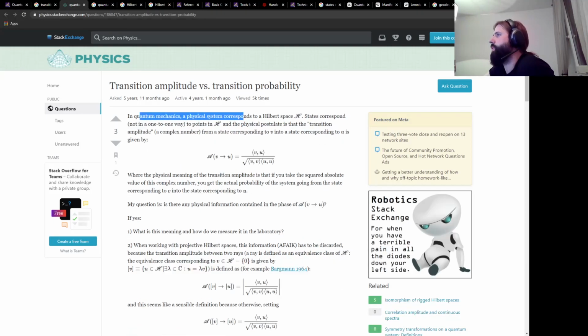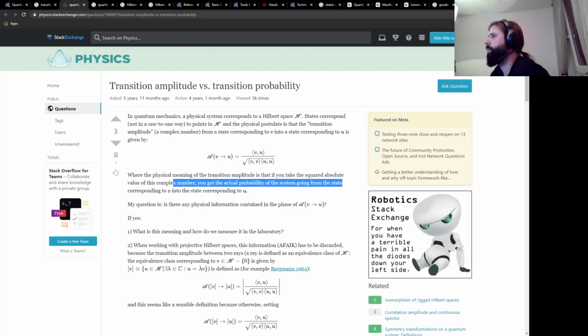In quantum mechanics, a physical system corresponds to a Hilbert space. States correspond in a one-to-one way to points in Hilbert space. And the physical postulate is that the transition amplitude, a complex number, from a state corresponding to V into a state corresponding to U is given by an inner product, where the physical meaning of the transition amplitude is that if you take the squared absolute value of this complex number, you get the actual probability of the system going from the state corresponding to V to the state corresponding to U.